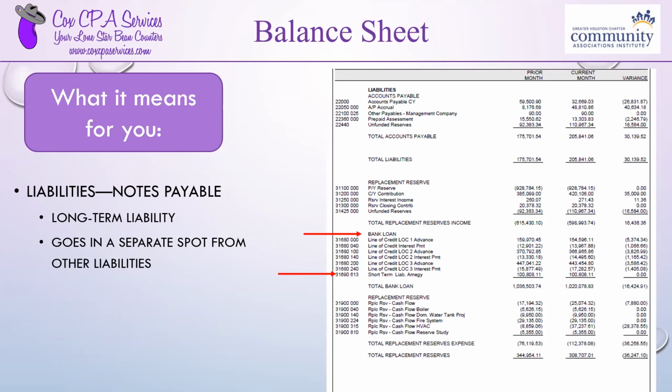Okay, and the next one is notes payable. Now we're seeing this more and more because of the natural disasters and all that kind of thing. So just note that when you have debt, when you owe the bank back money that you've borrowed to fix your roofs or whatever you're fixing, then it goes in its own separate line.